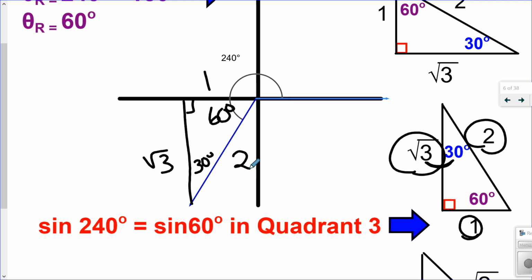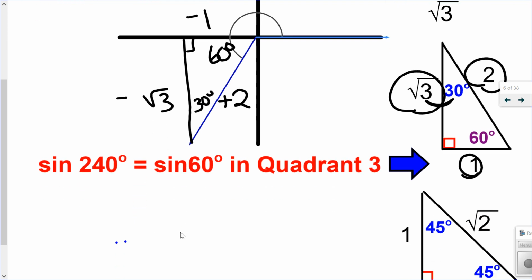Now let's label it in quadrant 3. In quadrant 3, x is negative, y is negative, and the hypotenuse is always positive. As I said, sine of 240, which I want, is the same as sine of 60 degrees in quadrant 3. So now that I've labeled it, let's calculate it.